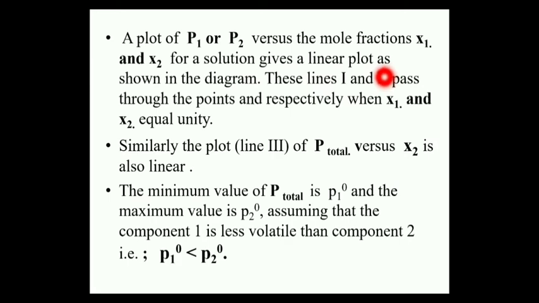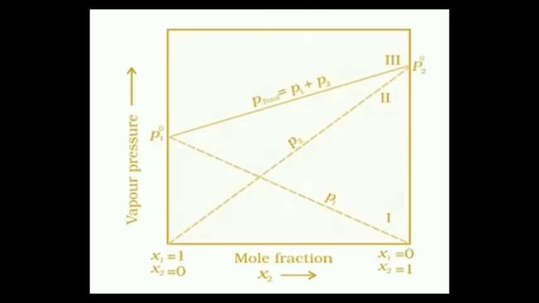Why will it give us a linear plot? It gives us a linear plot because we know partial vapor pressure is directly proportional to mole fraction, that is, P1 or P2 is directly proportional to X1 or X2. Now in this diagram we have seen lines 1 and 2 passing through a point when X1 and X2 are equal to unity. At this point, X1 plus X2 is equal to 1, where dashed lines 1 and 2 are meeting. So line 1 and line 2 meet at a point where X1 and X2 are equal to unity.